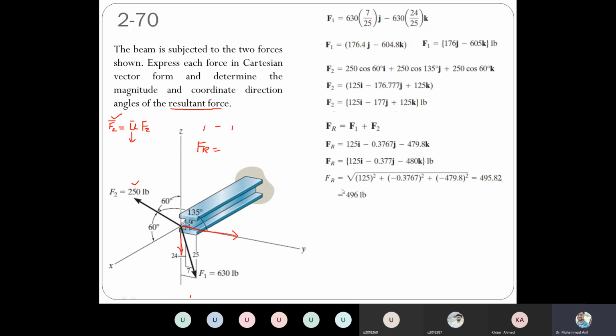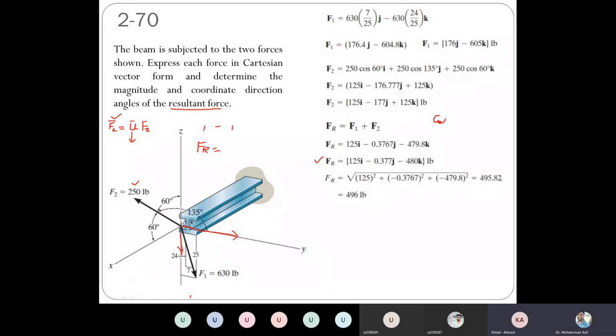How to get the cosine angles? Anyone can answer me? How to get the cosine angle of a resultant force? Anyone? How to get cosine angles? We have the magnitude and the Fr in the Cartesian form, so we will first find the unit vector and then compare it with cos alpha with the i component and cos beta with the j component.